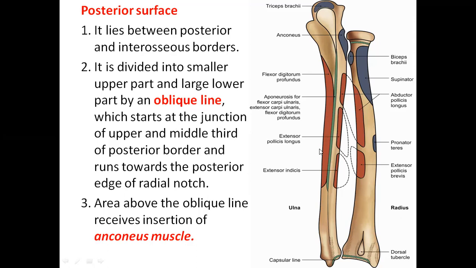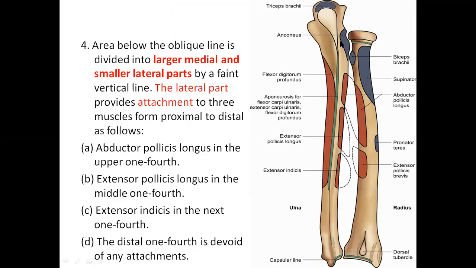Above the oblique line, it receives the insertion of a muscle, which is anconeus. The area below this oblique line is further divided into a lateral part, which is towards the radius, and a medial part, which is towards the midline. Towards the lateral part, you can see three muscles originating. What are those? Abductor pollicis longus, then extensor pollicis longus, and then extensor indicis.